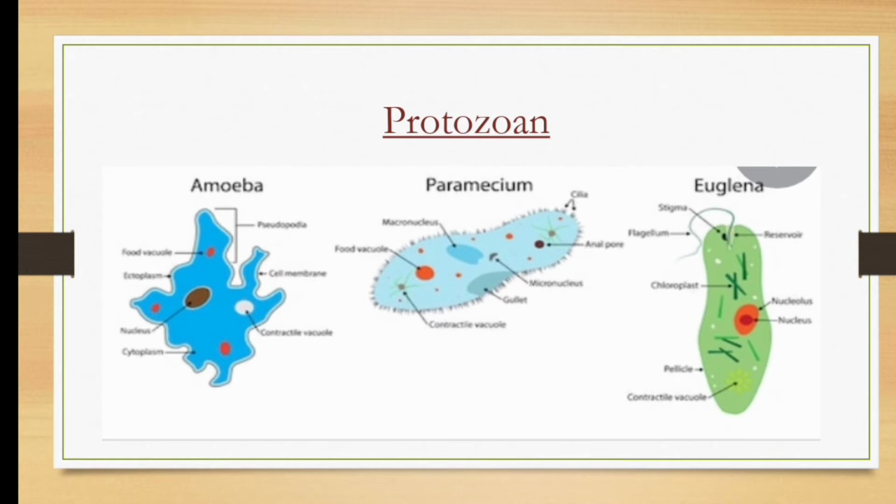Amoeba is a quite irregular shaped protozoan. Paramecium is a slipper shaped protozoan and euglena is an exceptional protozoan. Why is it known as exceptional? Because it is the only protozoan which has chlorophyll inside it. So it is capable of synthesizing food and producing oxygen.